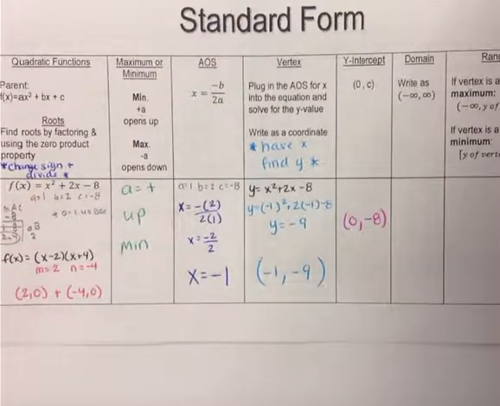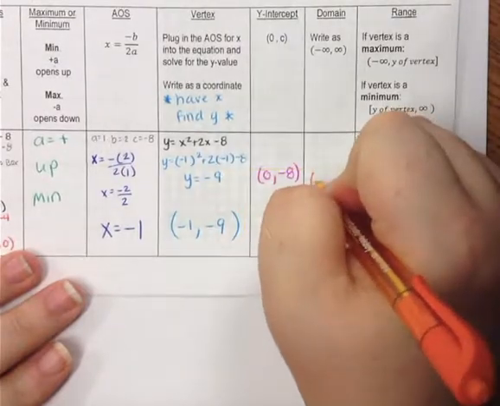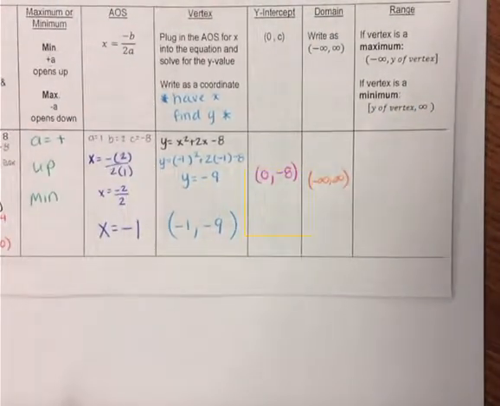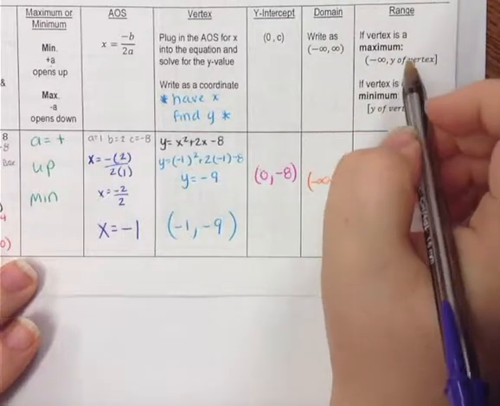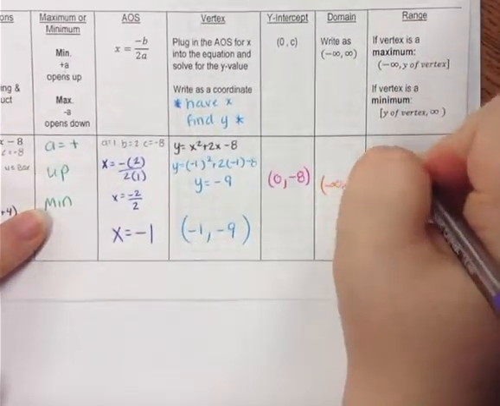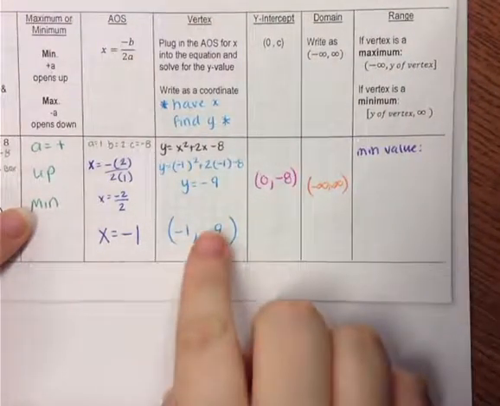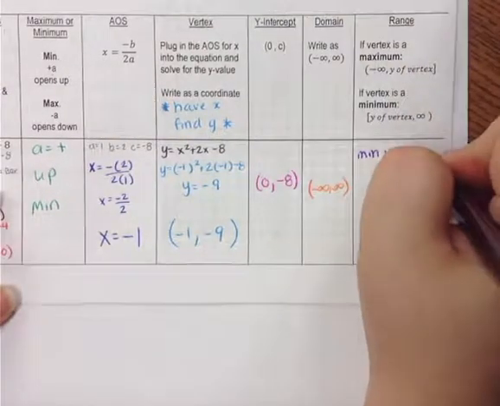Now, domain is still, because it's a quadratic, going to be written as an open bracket, -infinity to +infinity, open bracket. Our range is still written the same way as well. We need to find our minimum or maximum value. Since it's opening up, we have a minimum value. Our minimum value was, again, the y value of our vertex. The y value of our vertex was -9.